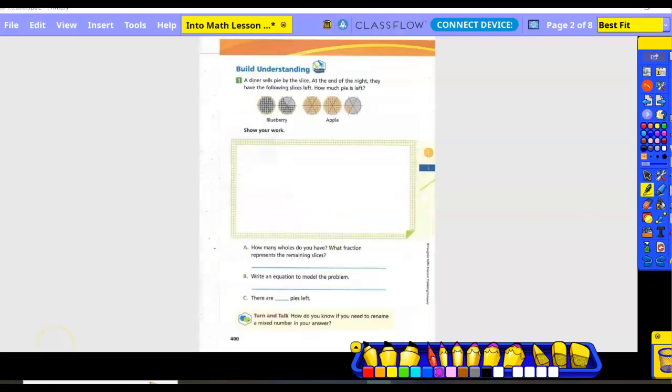Build understanding number 1. A diner sells pie by the slice. At the end of the night, they have the following slices left. How much pie is left? So what do we have here, guys? We have 1 whole blueberry, and how much of the other? How much of the other, guys? 2. Okay, so we said that there was 1 4/6 of the blueberry left. We said there was 2 1/6 of the apple left.